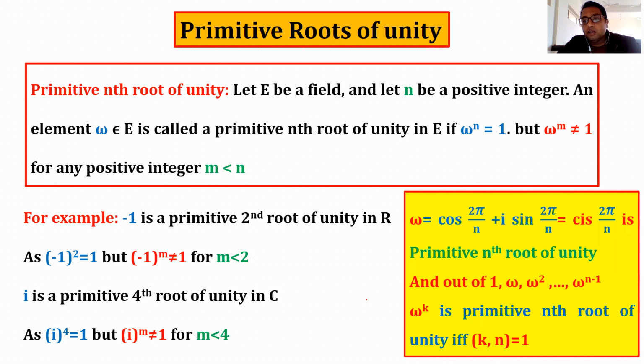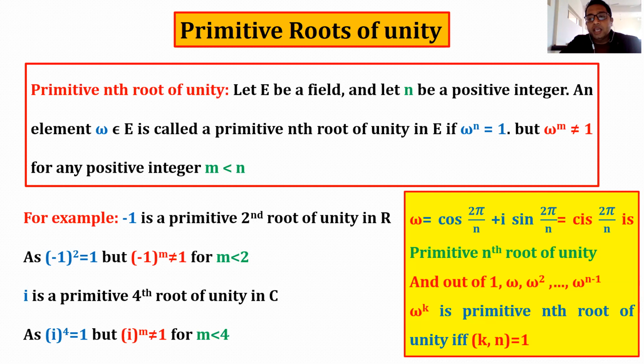In short form, you can also say that it is cis 2 pi by n. C for cos, iota, and S for sin. Cis 2 pi by n is a primitive nth root of unity. So one thing is clear, out of all those nth roots of unity, this omega, which was written like this, cos 2 pi by n plus iota sin 2 pi by n, is always a primitive nth root of unity. And now what are the remaining primitive nth roots of unity? Now we will discuss it.